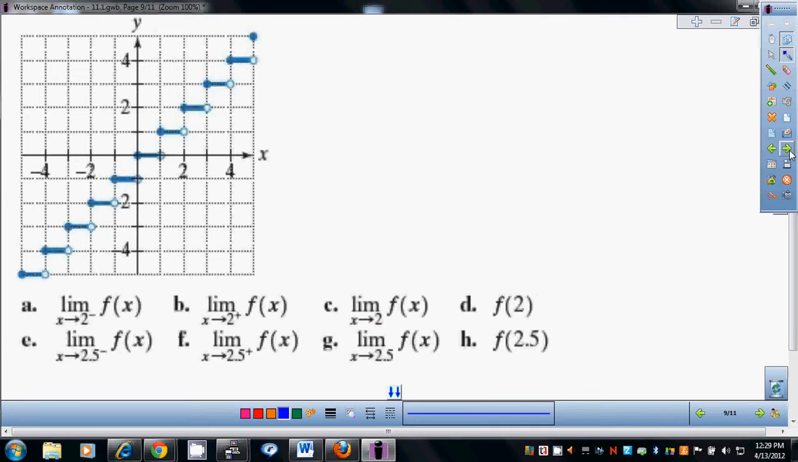Okay, what would D be? Where's the actual point that X equals 2? At f of 2, where's our Y value? 2. Caitlin, what would E be?